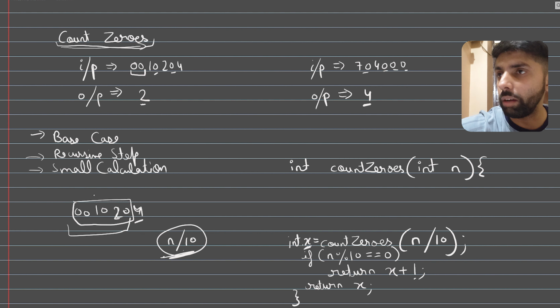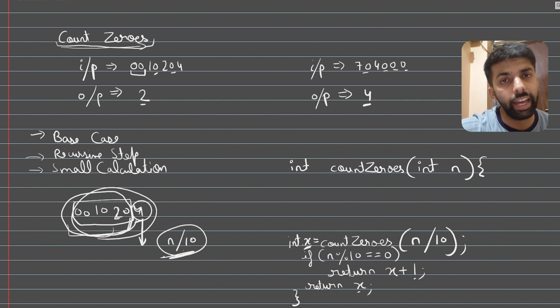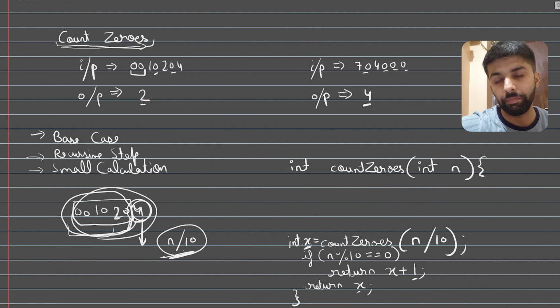But if it is not 0, that means the answer will be what recursion got, right? So for example, in this case, if you see, the last digit is not 0. That means the recursion's answer will be the final answer. So it will return x directly. But if the last digit was 0, then we will add 1 to that because we have an extra 0 apart from the recursion's answer.